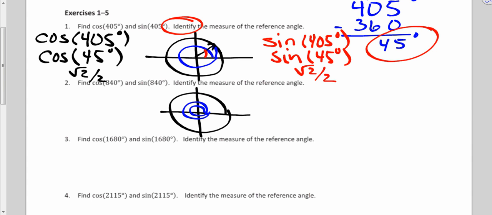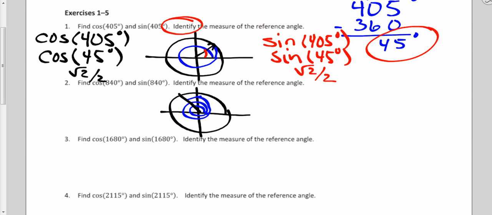Well, this is 720 plus another 90, so that's 810. And then I go another 30 to get to 840. And there is my ray, right there.